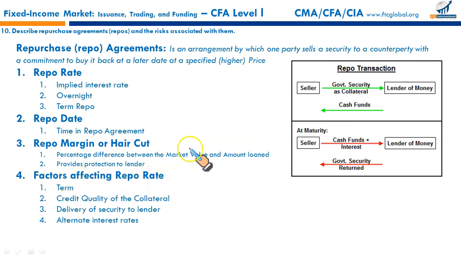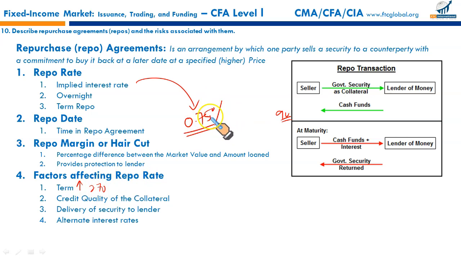Factors affecting the repo rate. Here the rate we calculated was, let's say, 0.75%. Factors affecting the repo rate, that is the implied rate. What are the factors that affect this rate? Let us discuss these one by one. If the term of the repo agreement is longer, here it was a 90 day repo, right? What if the term is 270 days? The longer the term, the higher would be the implied rate.